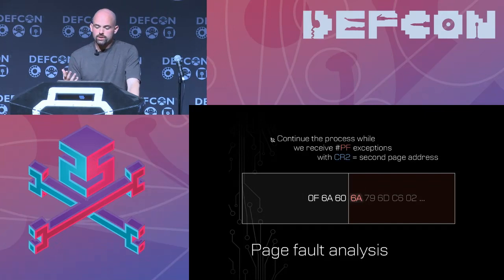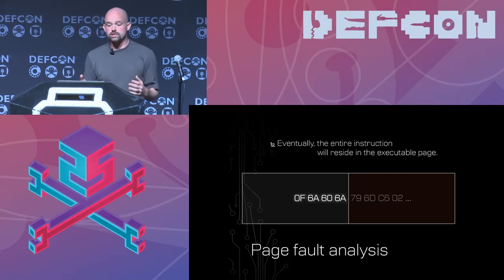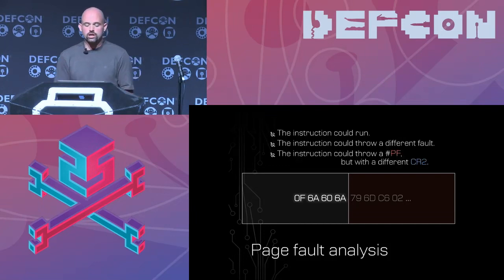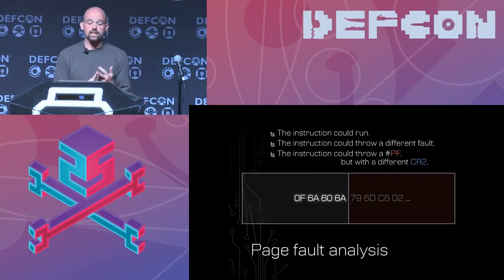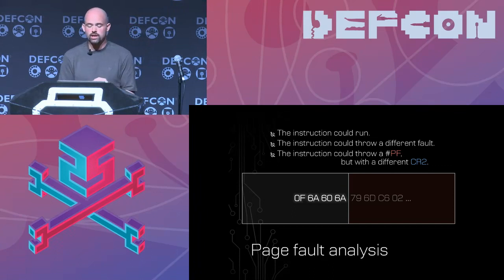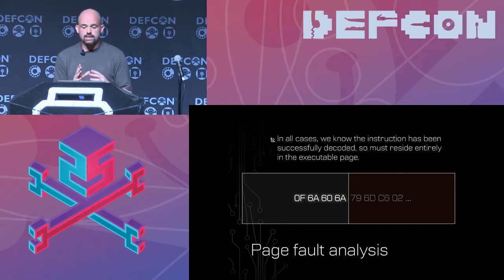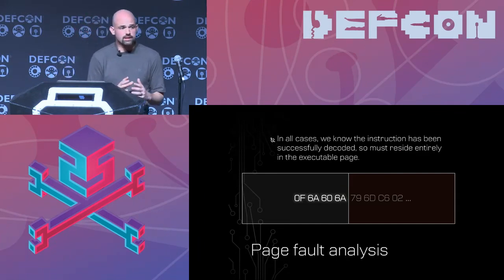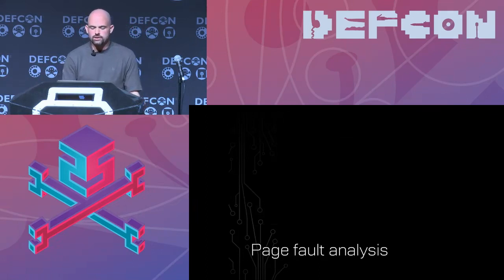So we basically just repeat this process over and over. As long as we receive page fault exceptions with CR2 set to the second page address, keep moving the instruction backwards 1 byte. Eventually, when you execute the instruction, you're going to find that the entire instruction resides in an executable page, so the processor could do a lot of different things here. This instruction could run, it could throw a different kind of fault, or it could throw a page fault as well, but it's going to have a different address in the CR2 register. Regardless of what happens here, all of those situations mean that this instruction has now been successfully decoded, so it must reside entirely in the executable page. That means that we know the instruction length at this point.